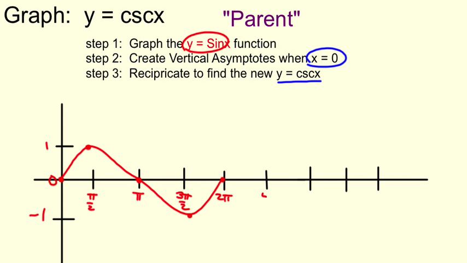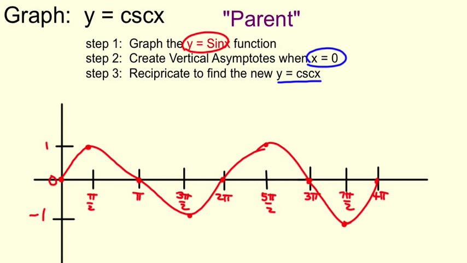So this would be 5 pi over 2, 3 pi, 7 pi over 2, 4 pi. And we'll continue that pattern. Go up, middle, bottom, and middle. We've just done step 1. I did 2 full revolutions.